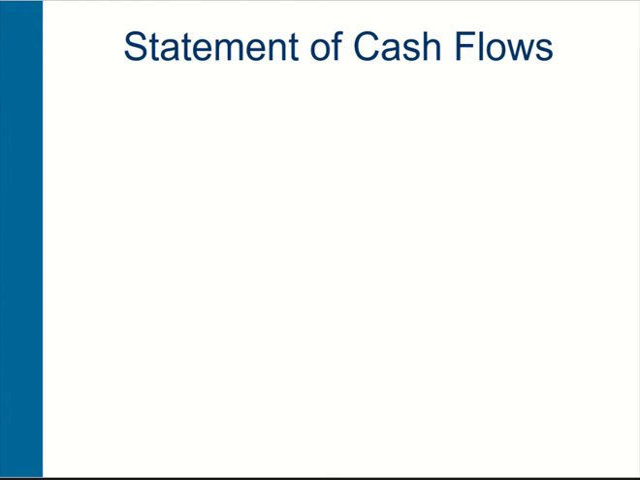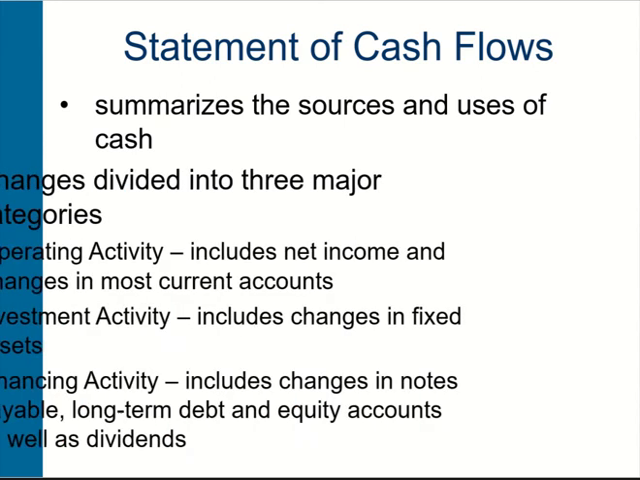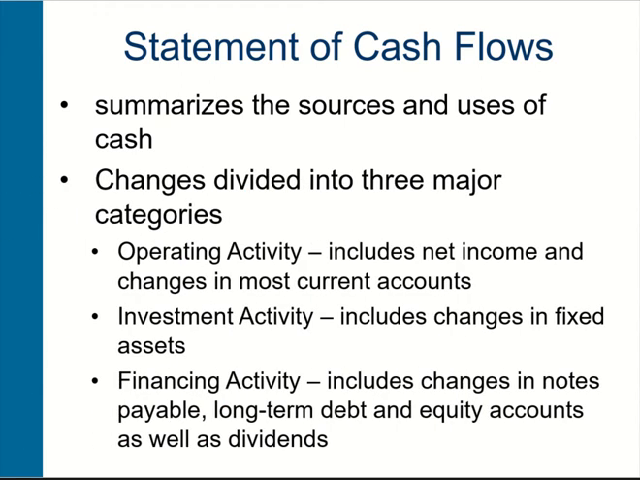Our statement of cash flows acts as a summary of the various sources and uses of cash that we've already discussed. That summary is typically divided into three major categories. The first category is our operating activity, which pertains to the day-to-day operations of the firm. The most important value in that category being our net income, but we also want to consider adjustments for non-cash items and our current asset and current liability accounts.